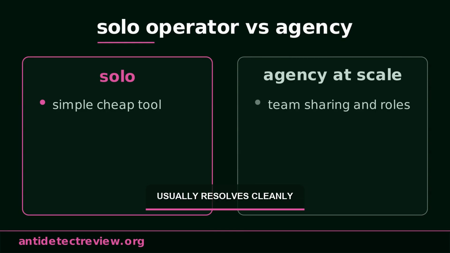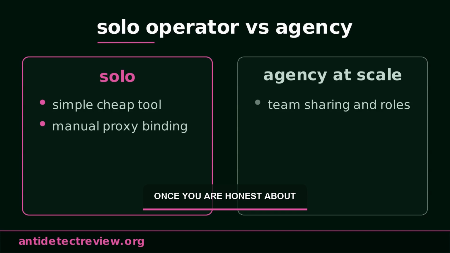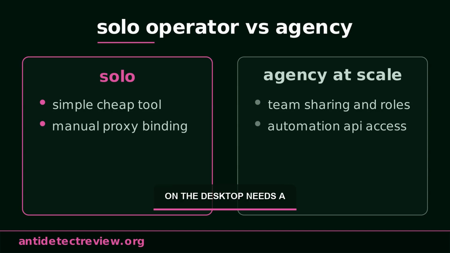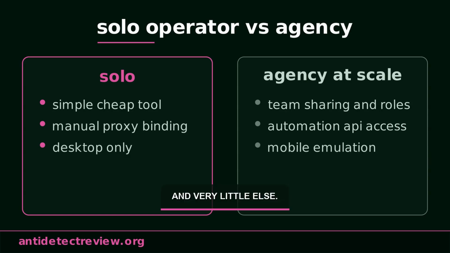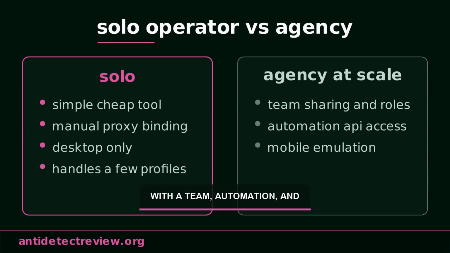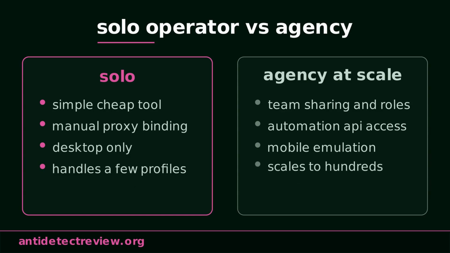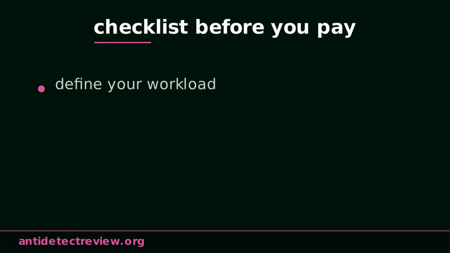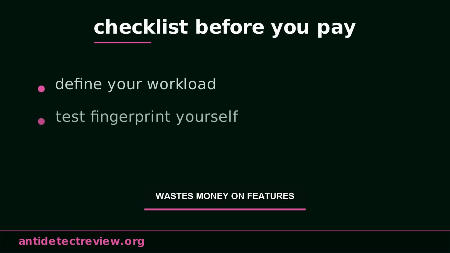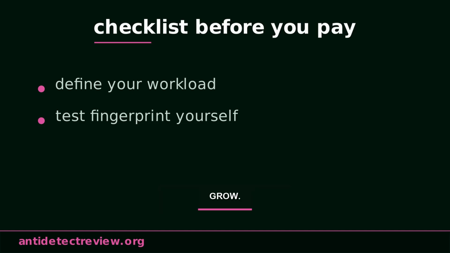Put it together and the choice usually resolves cleanly once you are honest about your workload. A solo operator running a modest number of profiles by hand on the desktop needs a simpler, cheaper tool with clean profile proxy binding and genuinely coherent fingerprints, and very little else. An agency running at scale with a team, automation, and phone-first accounts needs to pay up for real sharing, proper permissions, an API, believable mobile emulation, and a vendor that keeps up. Buying far more tool than your workload needs wastes money on features you never touch, and buying under it quietly caps how far you can grow.